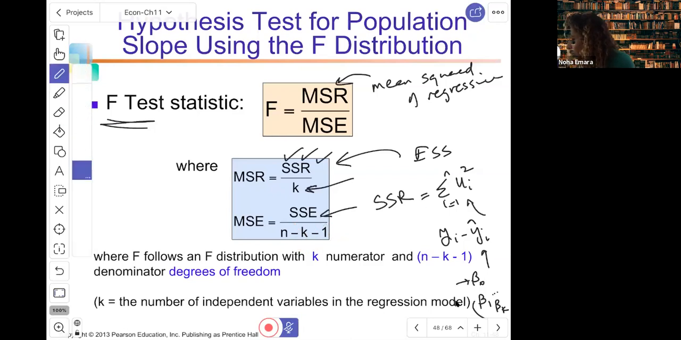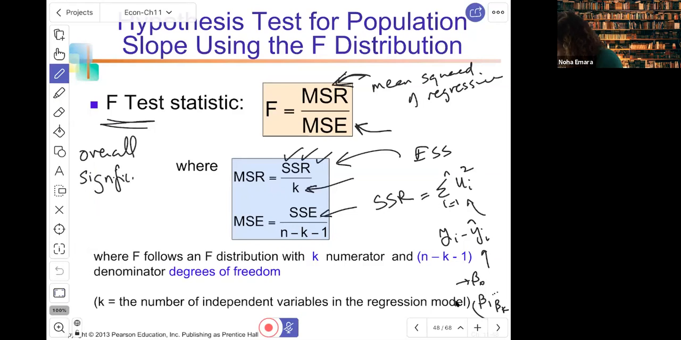So the F statistic is used in order to get us the ratio between the average explanation of the model over the average amount of errors, as you can read it here. In other words, this one is used to give us an indication about the overall significance in the model.